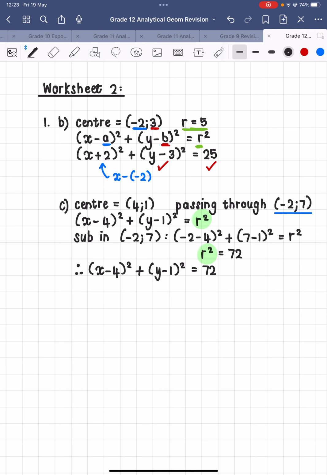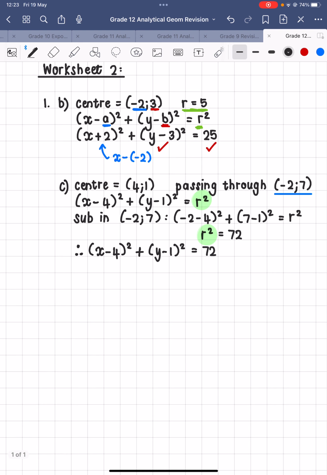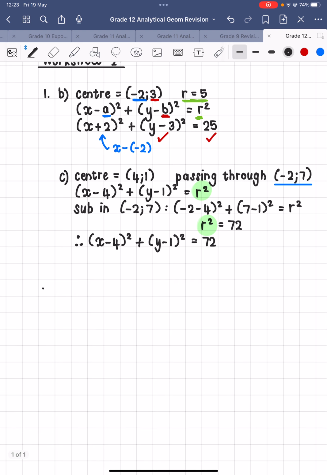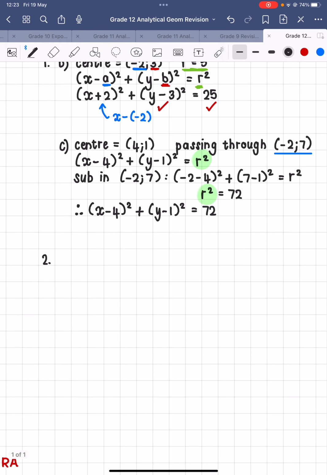Yes? If you use distance formula, yeah, that's fine. So if you use the distance formula to calculate the length from the center to that point, but then you'll have to square it, because that will give you the square root of 72. You'll just have to square it then. Okay, any other questions, guys? Quickly, very important. We have 7 minutes. I want to do number 2.